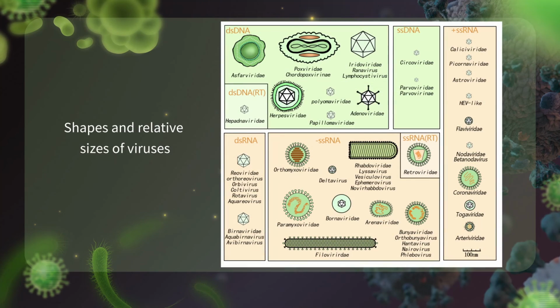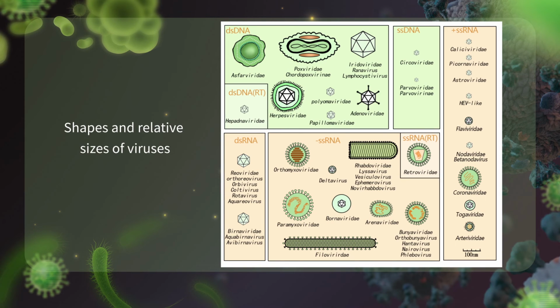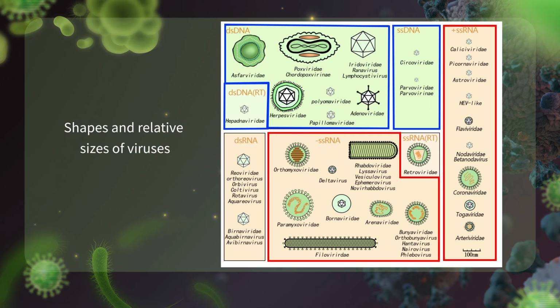Shapes and relative sizes of viruses. There are DNA viruses and RNA viruses. As for the DNA viruses, there are double-stranded DNA, single-stranded DNA, and double-stranded DNA with retrotranscriptase. RNA viruses: there are negative sense single-stranded RNA, positive sense single-stranded RNA, double-stranded RNA, and single-stranded RNA with retrotranscriptase.